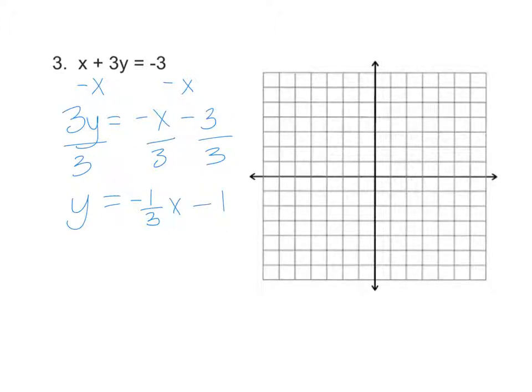And then we can answer the question, which is, what is the slope? Negative 1/3. What is the y-intercept? Negative 1. And make a graph. Negative 1 on the y-axis. Slope is negative 1/3, means go down 1 to the right 3. And we'll do that a couple of times to get that line. Oops, that should be going through right there.